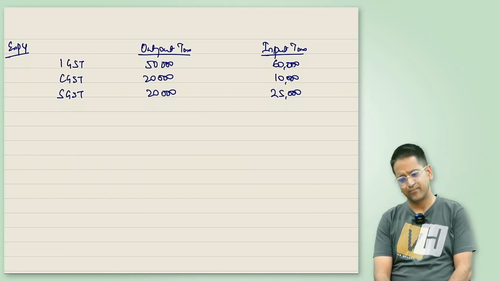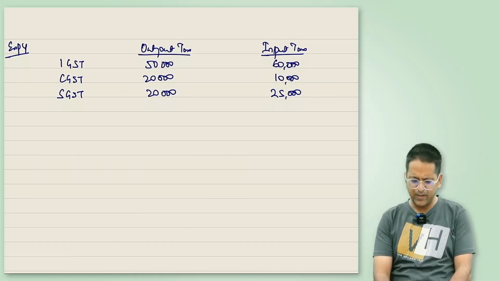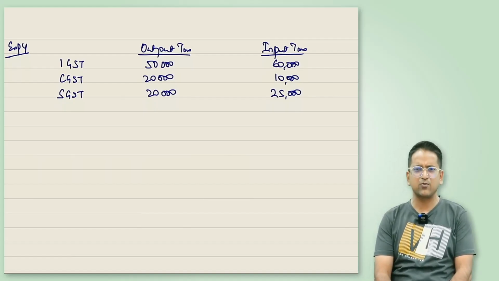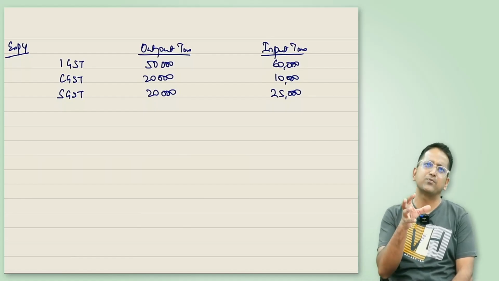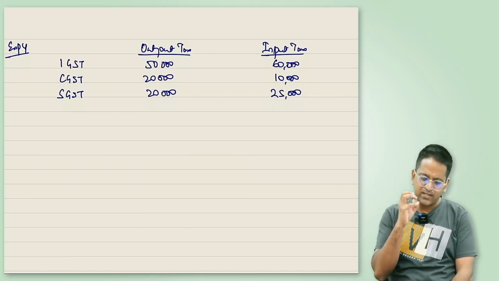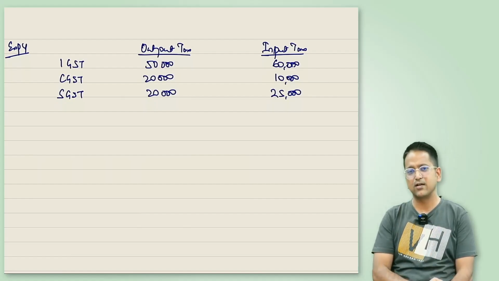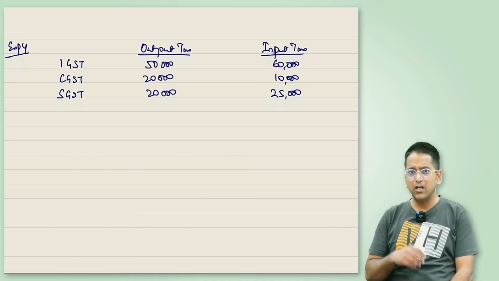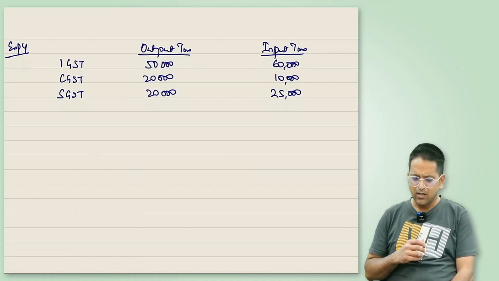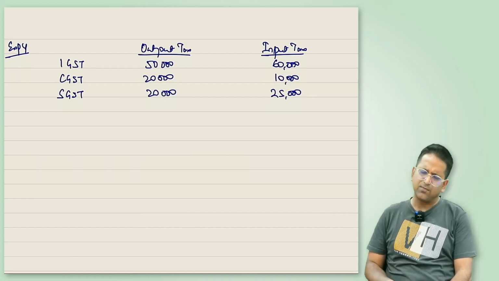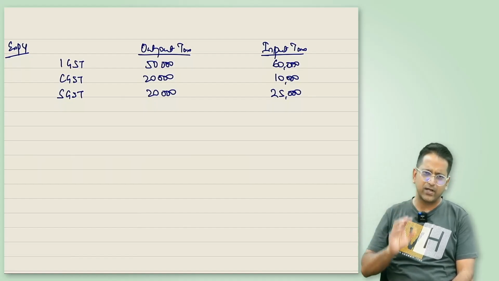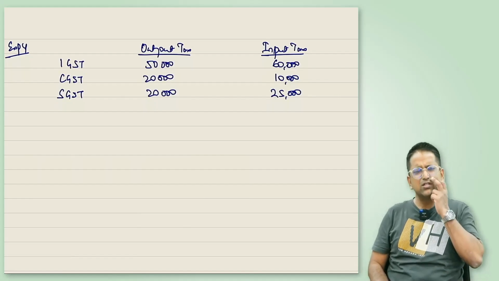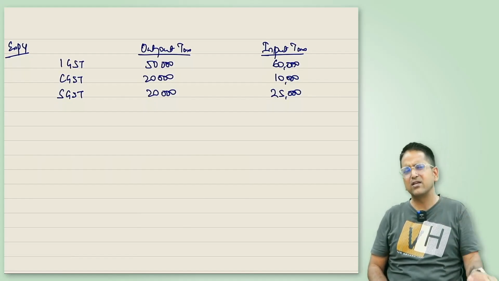Let's see. Output tax is 50,000 rupees. CGST and SGST are 20,000 rupees each, meaning the tax I collected on the sales. I collected 20,000 CGST and 20,000 SGST. Input tax: IGST is 60,000. Let's assume they collected 60,000 rupees IGST by selling interstate. But CGST and SGST are always levied equally, right?